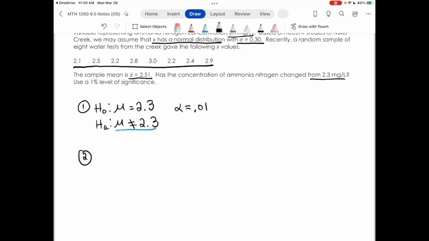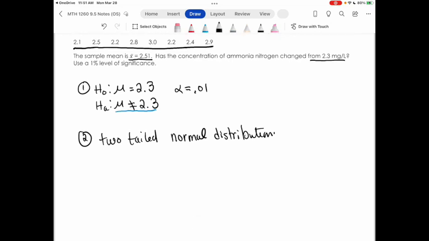Now, part 2, we're going to determine the type of test. Because we're looking to see if there's been any change at all, not necessarily in any one direction, this is going to be two-tailed. We're going to find our test statistic. Since we're given the population standard deviation and they're telling us that this has a normal distribution, we're going to use the normal distribution for sampling, and our test statistic is going to be z equals our x bar minus our mu divided by our population standard deviation over the square root of the sample size.